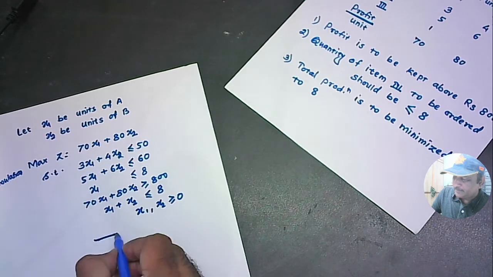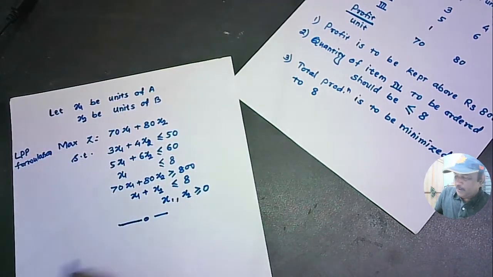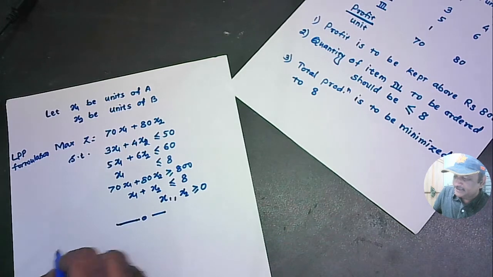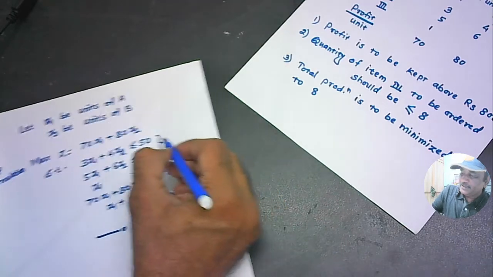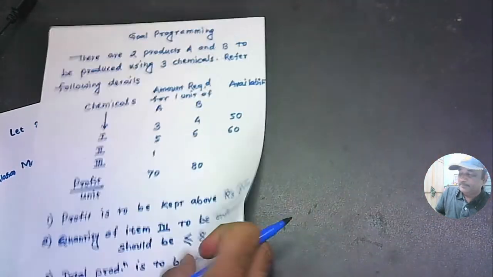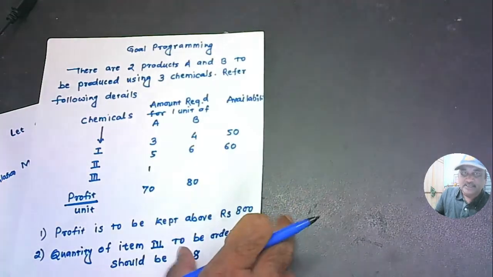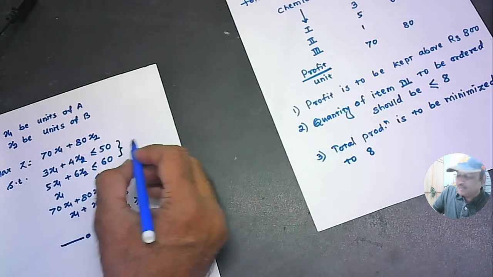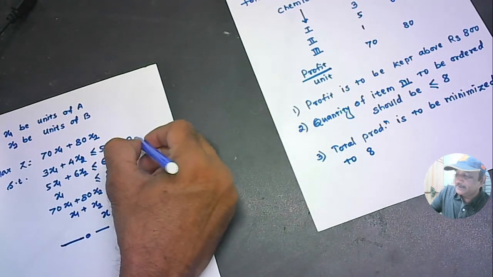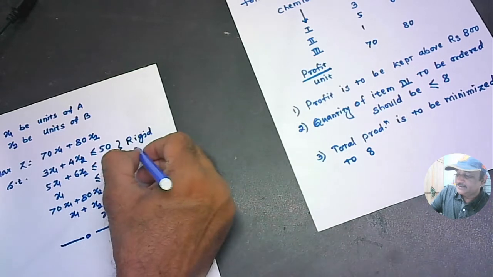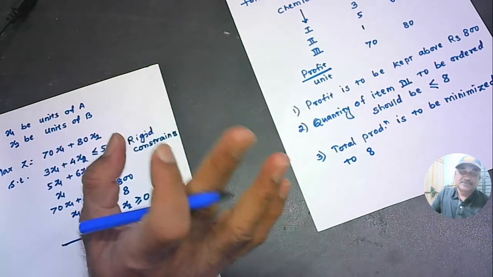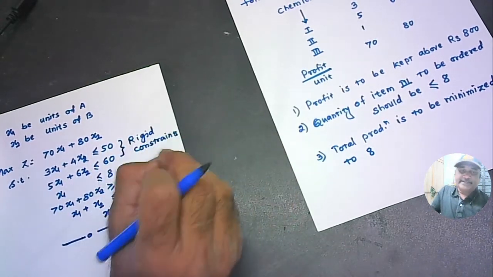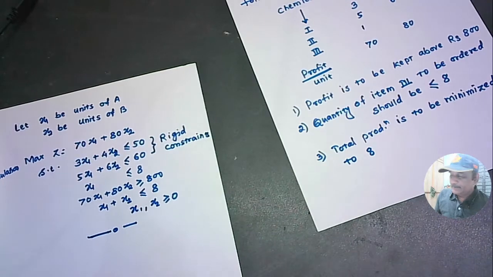In goal programming formulation, there are two things. One, we have to look at rigid constraints, like these two constraints we have considered because of something given in this problem. These are considered as rigid constraints, which must be satisfied, or they are to be treated at first priority.